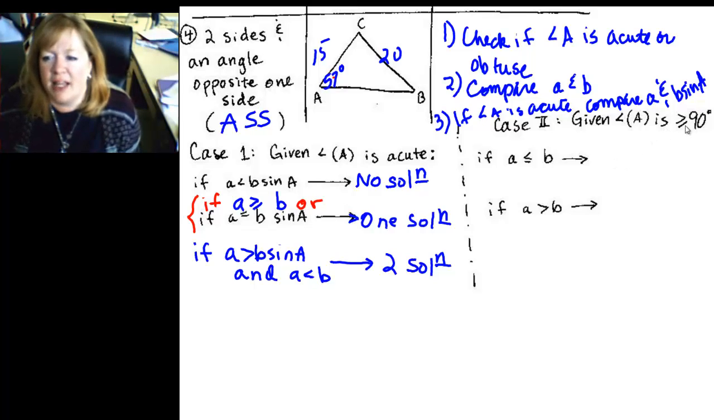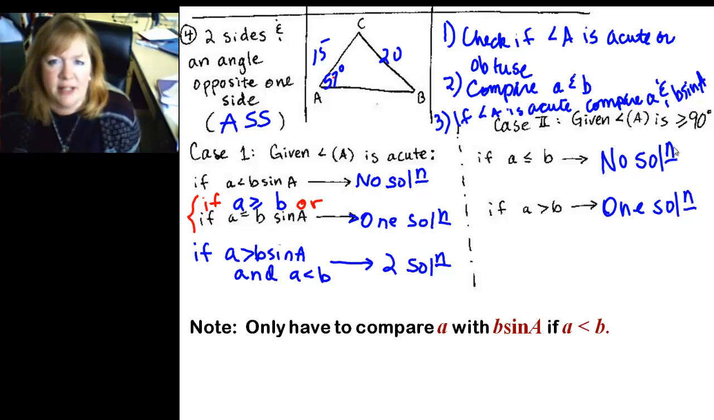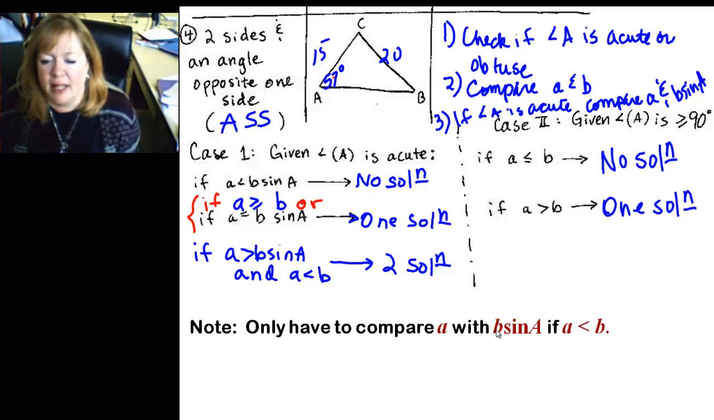Now if A is obtuse, you just have to check and compare the two sides. If A is less than or equal to B, there's no solution. If A is greater than B, there's only one solution, because you can only have one obtuse or right angle in a triangle. Note, you only have to compare little a with B sine A if A is less than B up here.